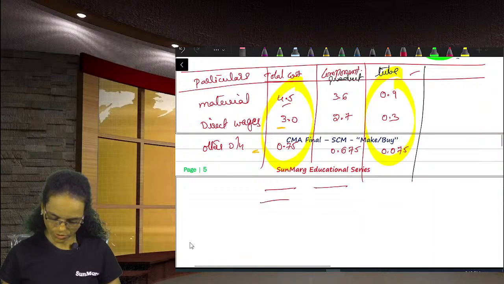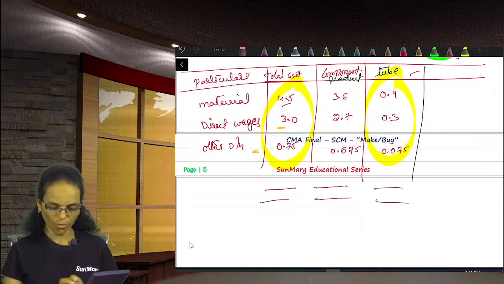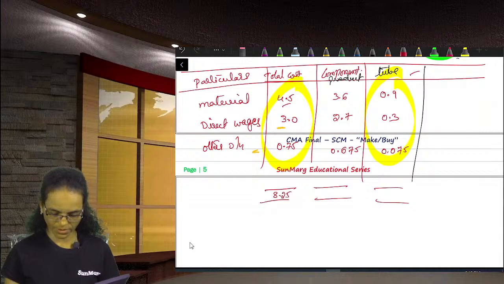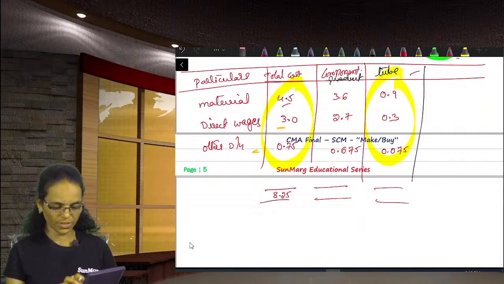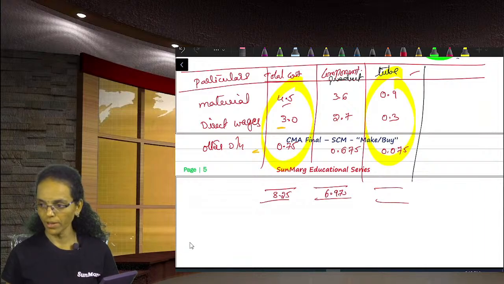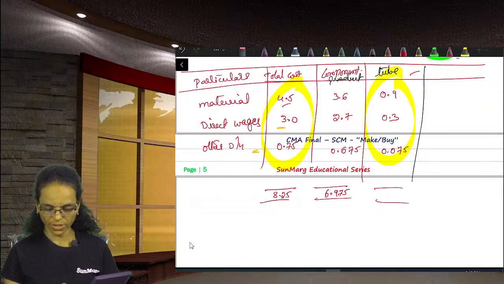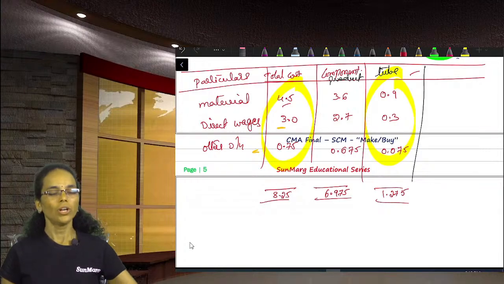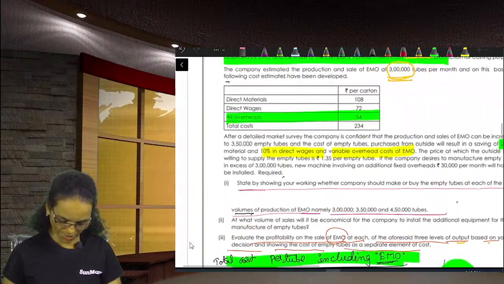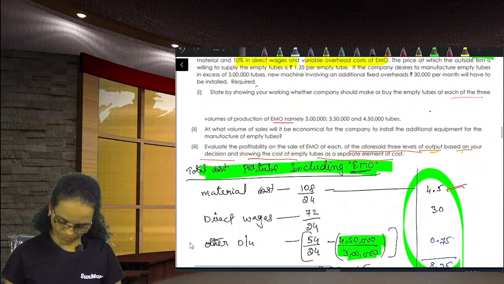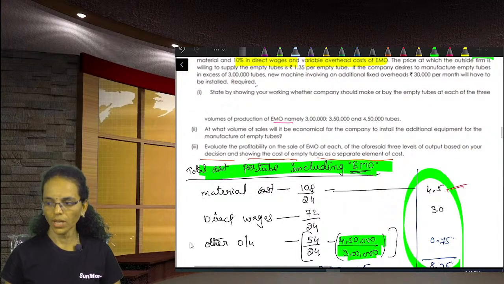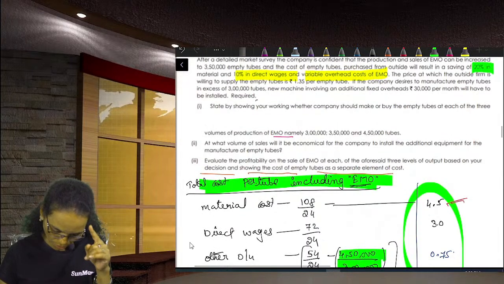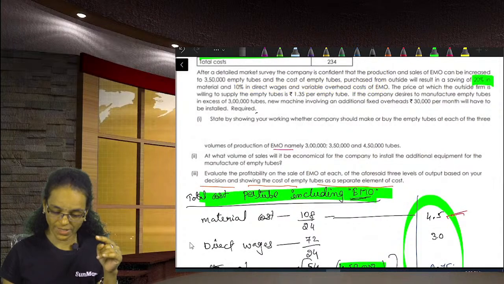So now calculate totals. 4.5 plus 3 plus 0.75, that is 8.25. 3.6 plus 2.7 plus 0.675, that is 6.975. 0.9 plus 0.3 plus 0.075 is 1.275. Now we got the individual cost. Okay. Next, what we need to do? Till 3 lakh units only, I will show you that point also, so that you will not go wrong in the examination also.